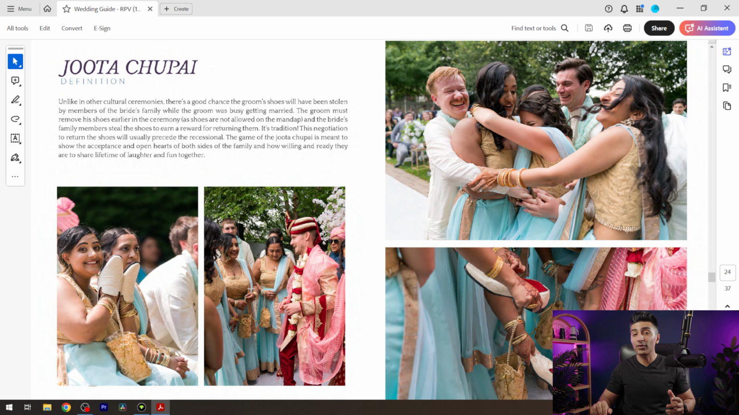Next up, we have the Juta Chupai, and that is a ceremony that can get quite contentious depending on how aggressive your bridal party is. The Juta Chupai normally signifies when the bride's side of the family will steal the shoes from the groom. Typically shoes are not allowed on the mandap stage, so chances are those shoes have been stolen by the bride's side of the family. In order for the groom to take away the bride, he's going to notice, well, where did my shoes go? So the bridal party normally asks for ransom. They ask for money in order to give the shoes back to the groom so that he can then take away the bride. So this is normally a negotiation.